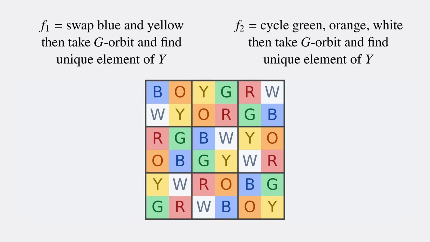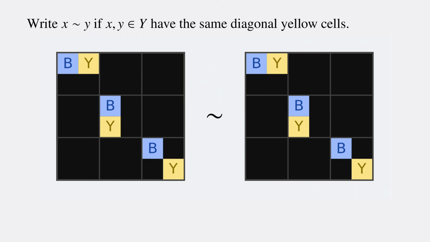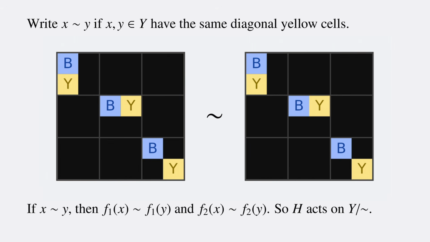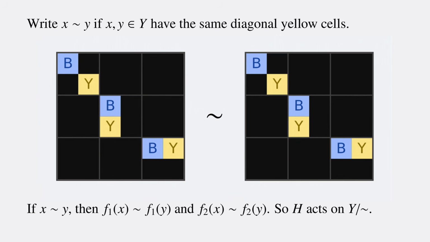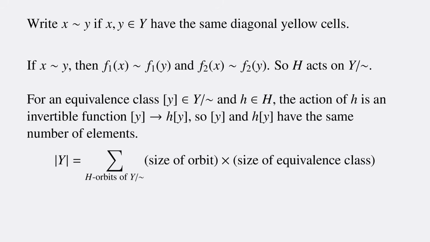However, H does have a useful property, which is that it descends to a well-defined action on the set of equivalence classes. That is, if two distinguished solutions have matching yellow cells along the diagonal, then applying F1 to both of them gives two solutions which again have matching yellow cells, and the same holds for F2. Moreover, group elements are invertible, so the functions between the equivalence classes are also invertible. That means that if two equivalence classes of Y are in the same orbit of H, then they contain the same number of elements. So we just need to enumerate the solutions of one representative of each orbit, and that will give us solutions for all of the others.